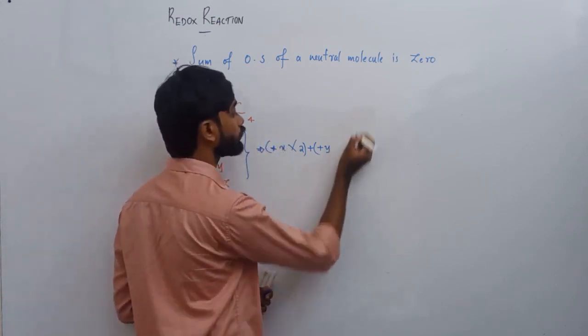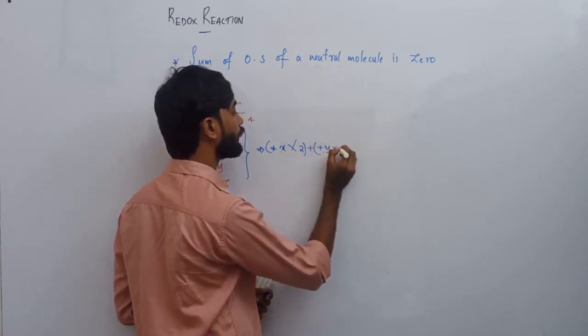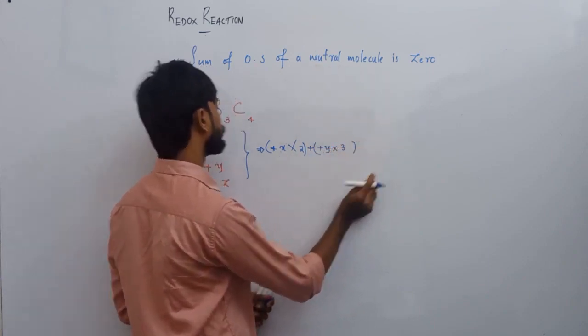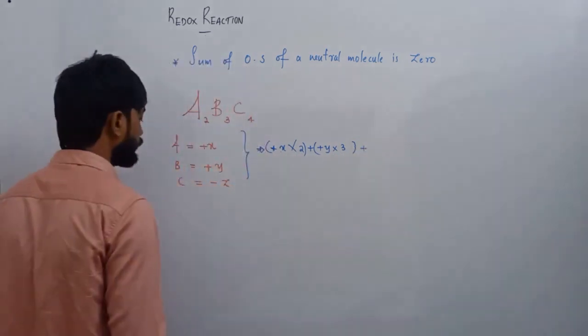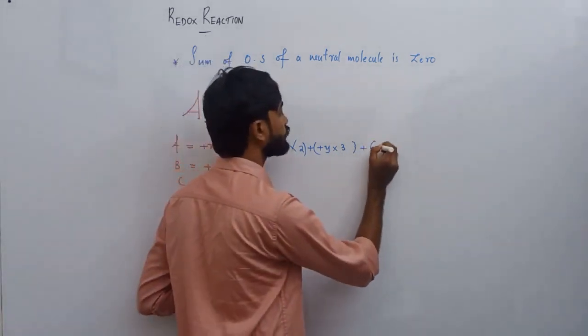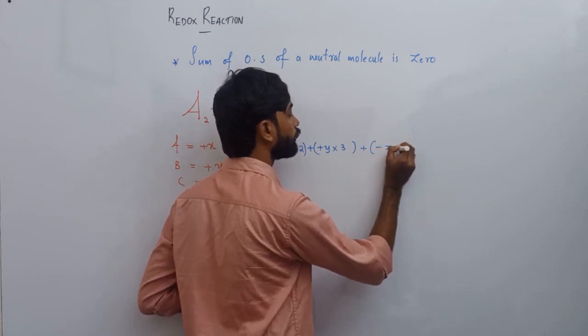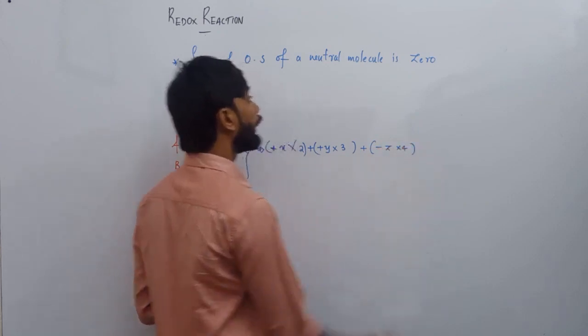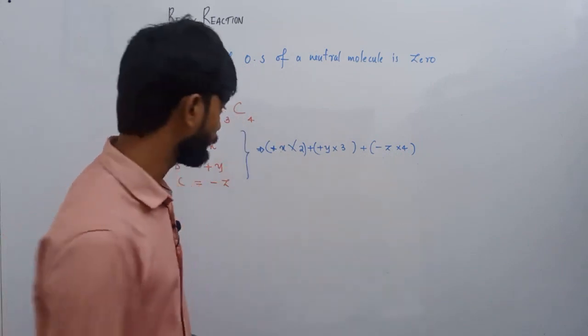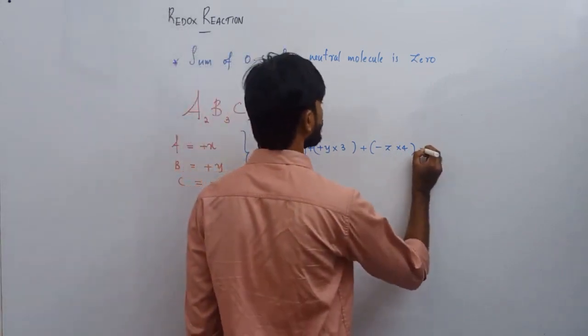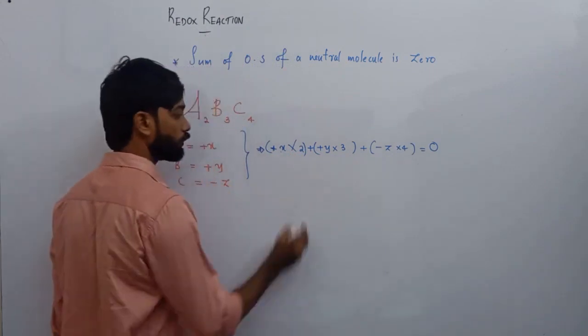But to get the total charge, we have to multiply by its number, right? The number is 3. Then move to the next, it is Z. The charge of Z is minus, and the total is 4. This is the sum of all charges of A, B, C, and the sum will be 0.